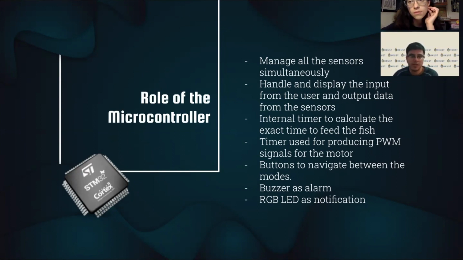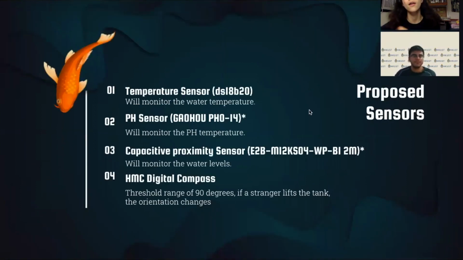We're also going to use a microcontroller for IO notifications of unsuitable working conditions or theft. So a buzzer will be used as an alarm for theft, and an RGB LED will be used for notifications for unsuitable working conditions. For our proposed sensors, we will have a temperature sensor to sense the water temperature, a pH sensor to sense the water pH, and a capacitor proximity sensor for checking the water levels. And finally, an HMC digital compass, which will check the orientation for the security mode.